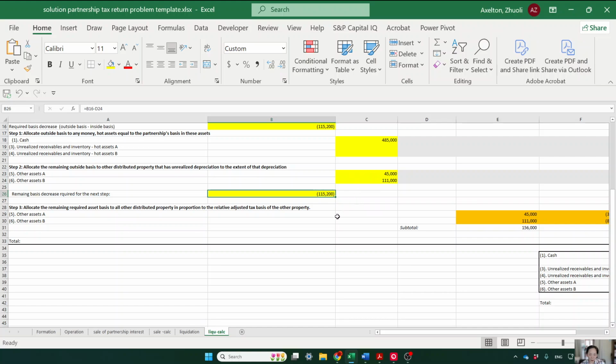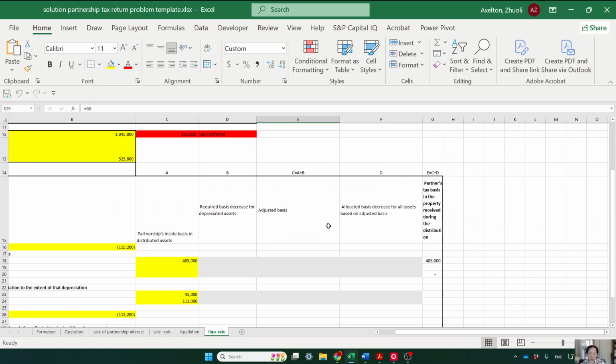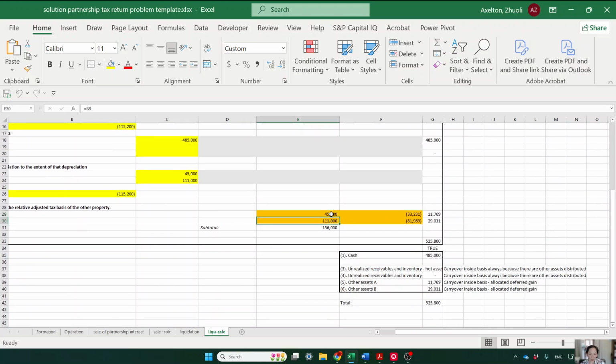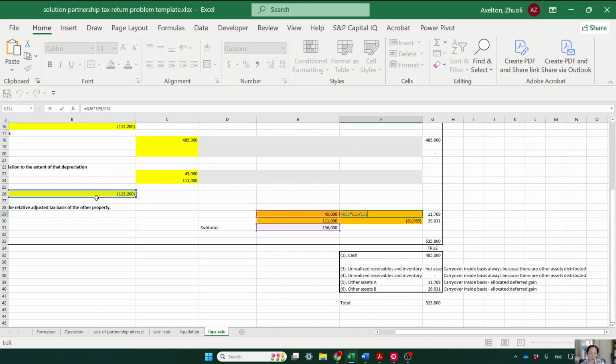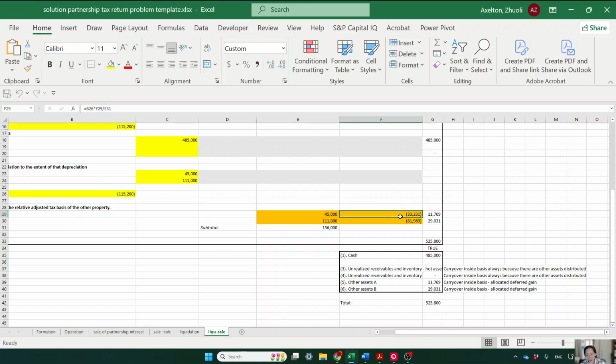So, after this, I have 115,200. In this case, I'm going to allocate this 115,200 to the two assets, based on the adjusted basis, 45, 111. That's the adjusted basis. So what I'm doing here is 115,200 divided by the ratio of the adjusted basis of asset A divided by the total assets. So this allocation is based on the adjusted basis ratio.